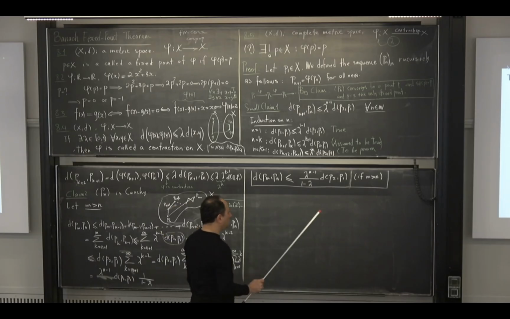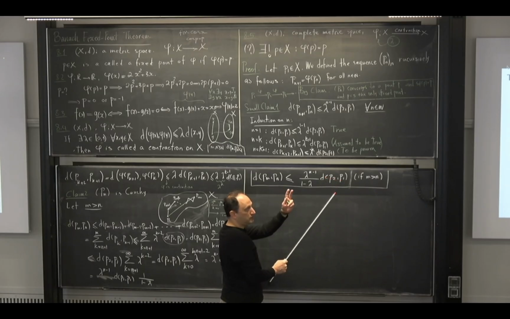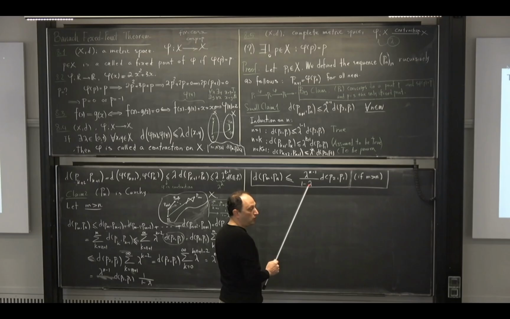So don't get confused. On the right-hand side, do you have a variable or a constant? P1 and P2 are just two fixed points, so that number is constant. Lambda is the contraction number given to you from the beginning, so that's constant. So the only thing that changes here is n. Okay? So I have written this estimate.